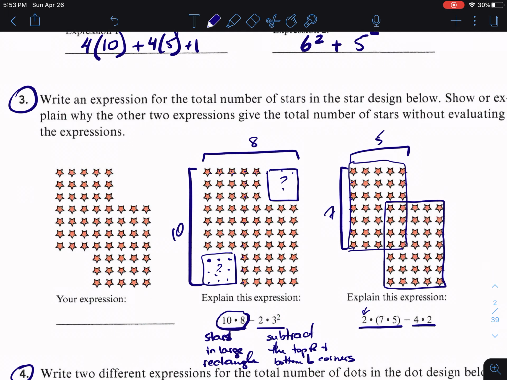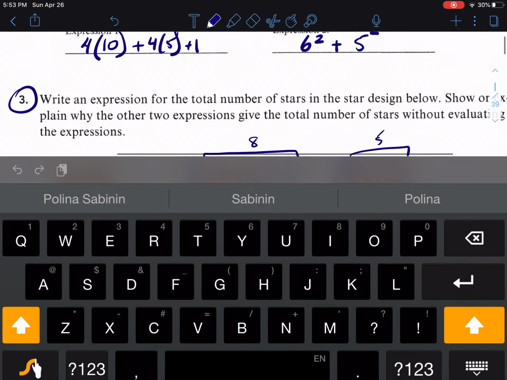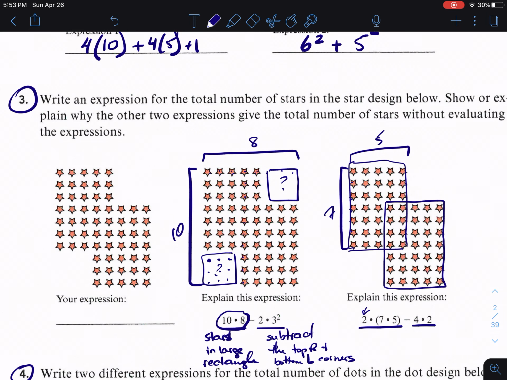So in fact, even though we'll count every star separately, except for these ones inside here, because we'll count those twice. And that's why they're 4 by 2. And that's why we're subtracting one of those. So this is double counted stars.